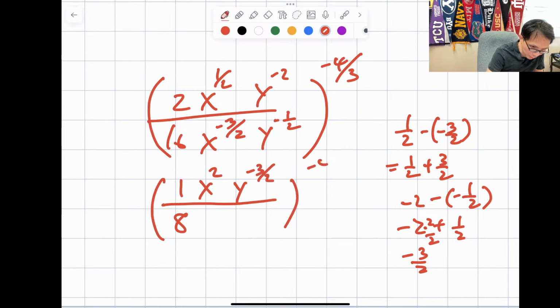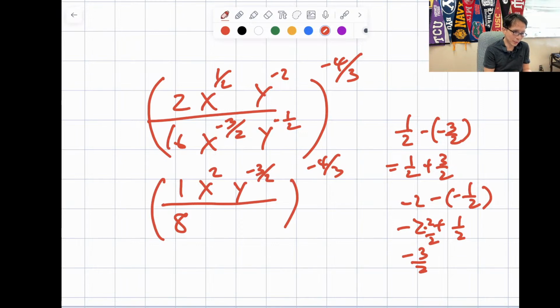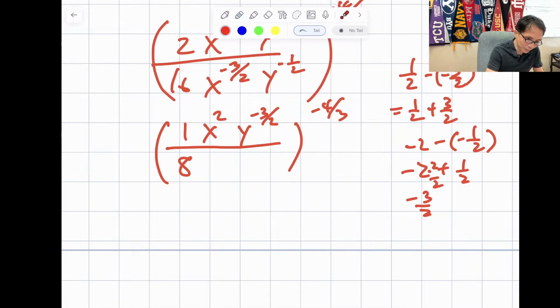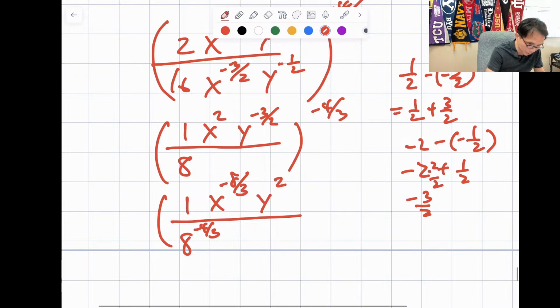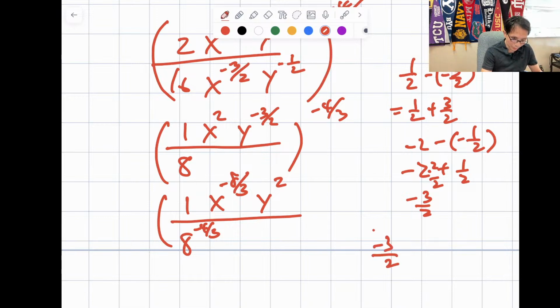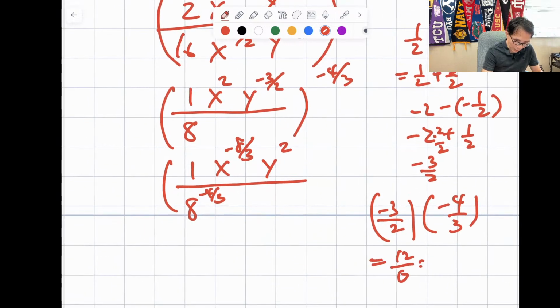Now I don't change to a negative exponent first. I'm going to actually just do the power rule because it's going to be a lot easier here, because if I have 2 negatives multiplied, it's going to be positive. I don't have to bother switching sides. I can just do this and it will be negative and I'll switch sides at the end. So that's going to be 1 over 8. 1 to the negative 4/3 power is 1. So 8 to the negative 4/3, x to the negative 8 over 3, y to the 12 over 6, which is 2, because negative 3 over 2 times negative 4 over 3 is equal to 12 over 6, that's 2.